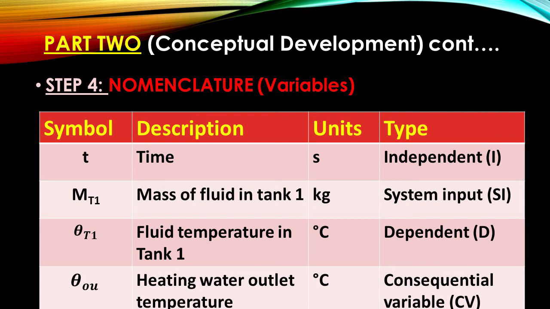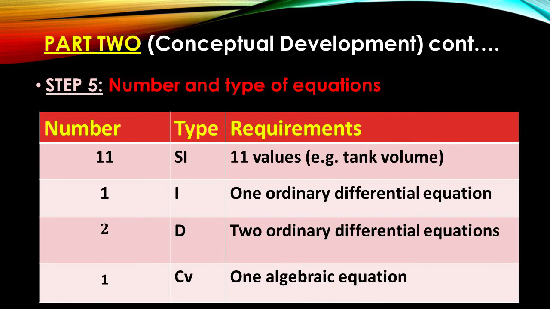is the dependent variable, which is the opposite of this one. So this is Y. Y depends on X, for example. All right. And the last one is a consequential variable, or CV variable. Basically, if you know, for example, your dependent variable and your system input variables, then by using algebra, you can calculate this one. So it's the consequence of knowing these two.